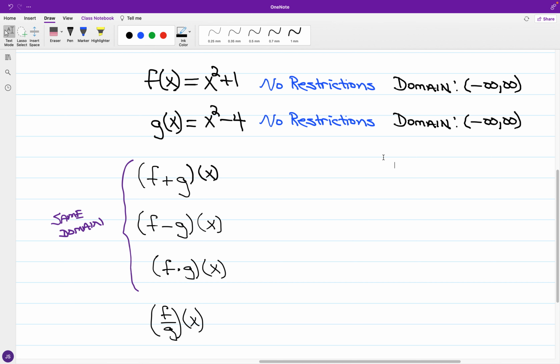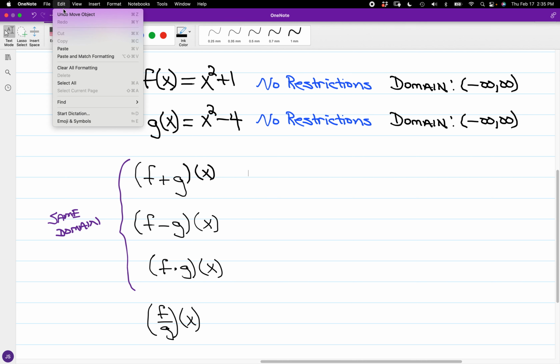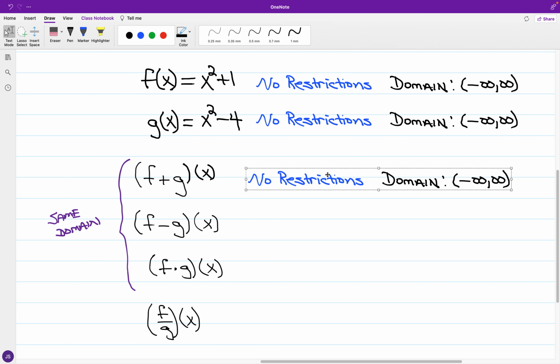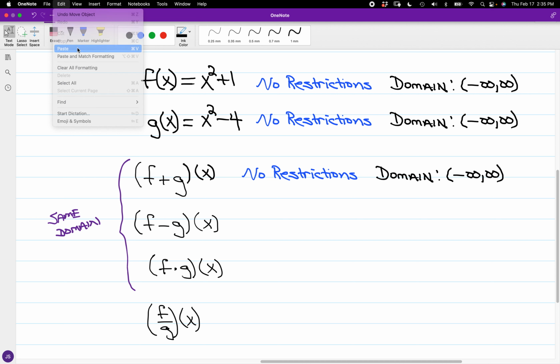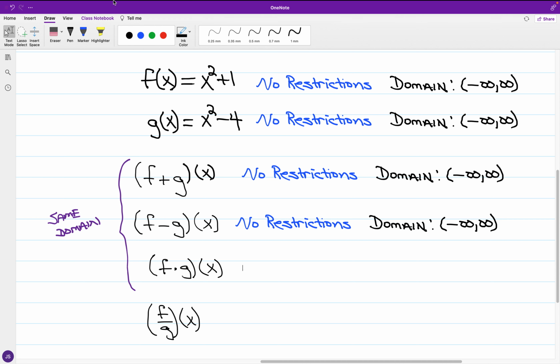All right. And for the sum, difference, and product functions, they're going to have the same domain, and the domain is going to be defined by combining the restrictions, if any, that exist between the immediate functions involved. In this case, the immediate functions are f of x and g of x, and between them there are no restrictions. And guess what? That's going to carry over for the sum, difference, and product functions. So for the sum function, no restrictions. Domain is going to be the set of all real numbers, and this will cascade over to the difference as well as the product functions.